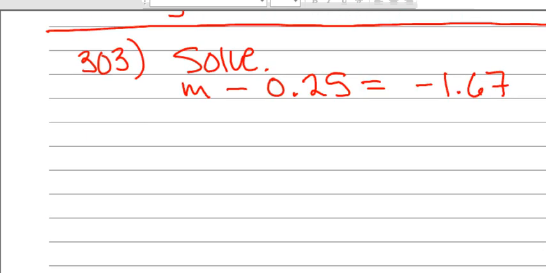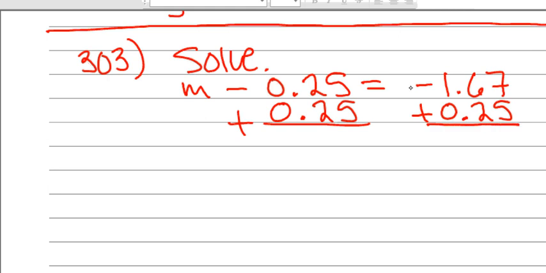So I need to get m alone. Just keep doing what we've been doing. So what's the opposite of minus 0.25? Well, I'm going to add 0.25 to both sides. And make sure you line up your decimals, one up underneath each other. So these cancel out, bringing m down. And again, I've got a negative and a positive.